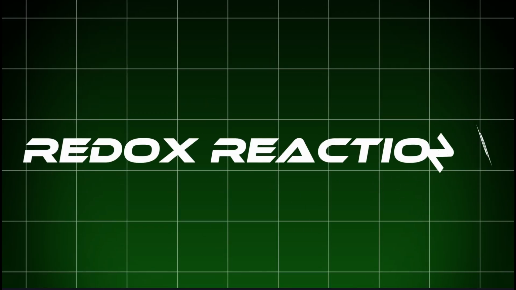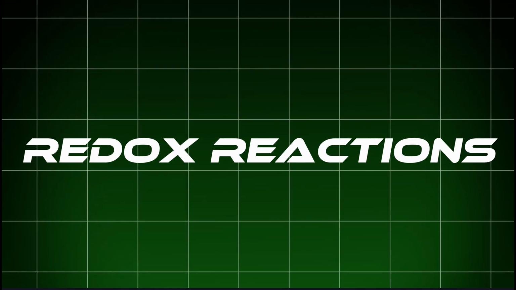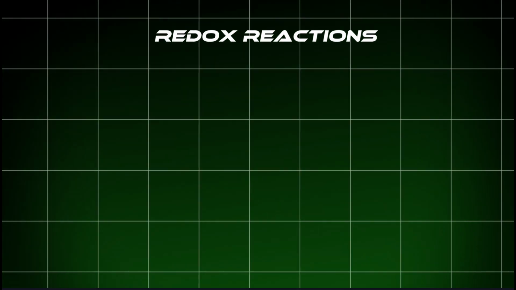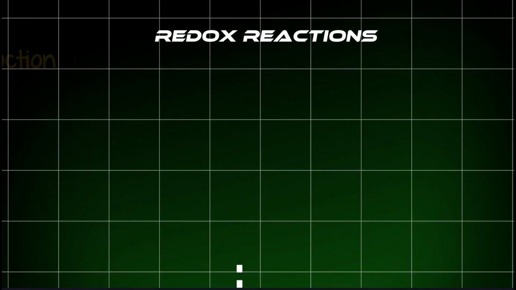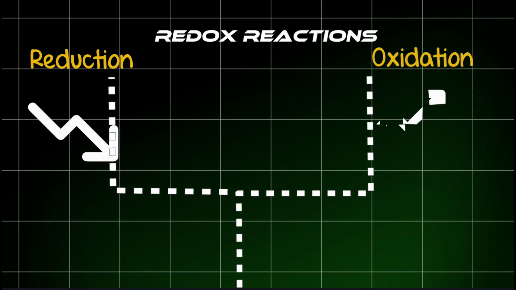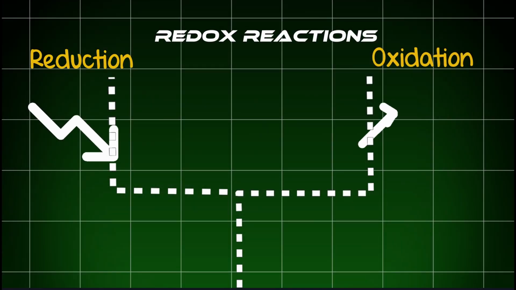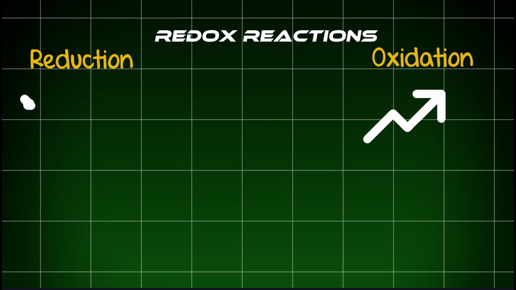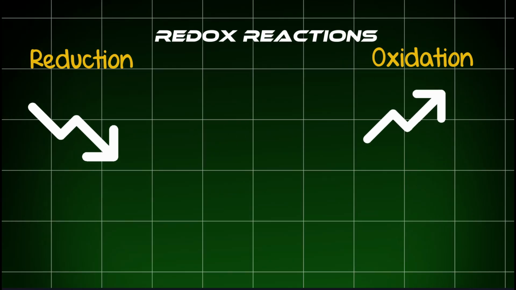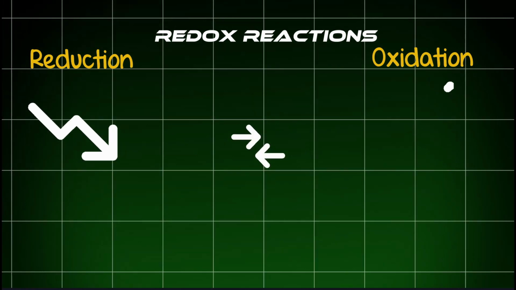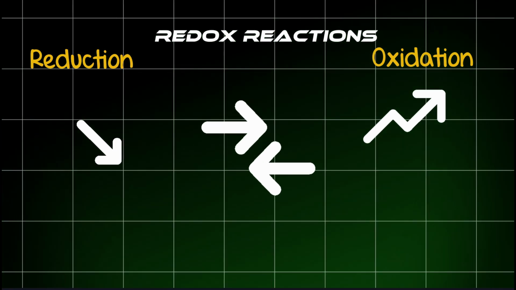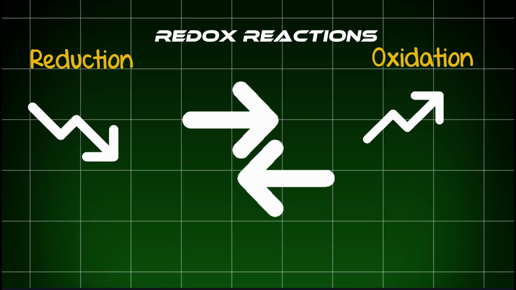We can have a brief snippet on redox reactions. Basically, this word redox comes from the two words reduction and oxidation. In a redox reaction, reduction and oxidation processes go on at the same time, or proceed concurrently.